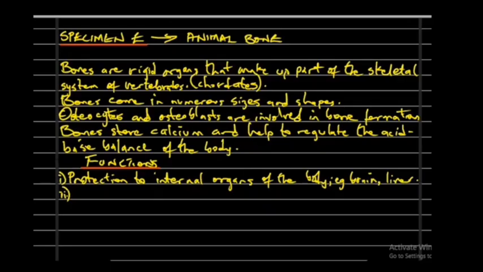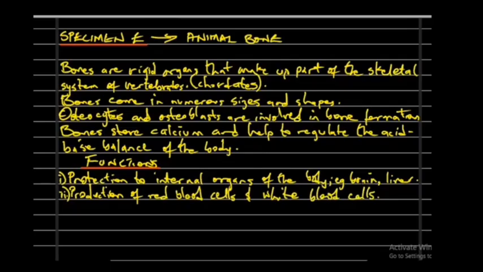They produce red and white blood cells. The bones are responsible for the production of red blood cells and white blood cells. Also, they store some vital minerals essential to the body.